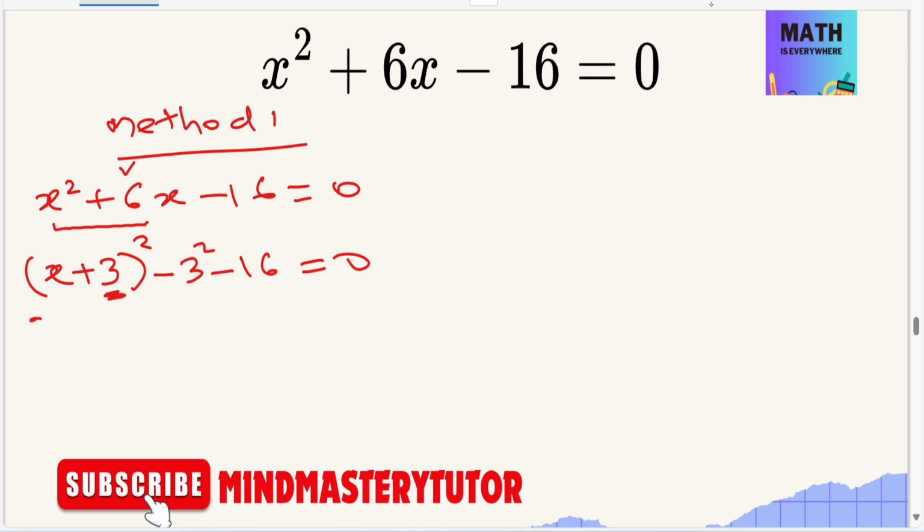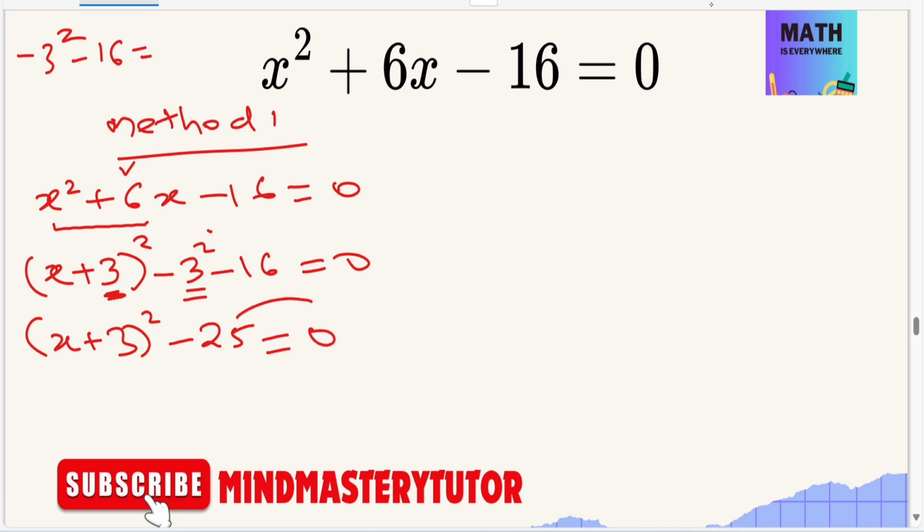Okay, so (x plus 3) squared minus 3 squared is minus 9. True. So here, minus 3 squared minus 16 is minus 9 minus 16, which is minus 25. So this is a square with a square of 3 only, you don't square the sign. So equal to 0. Negative 25, take it to this side, so it will be (x plus 3) squared equal to positive 25.